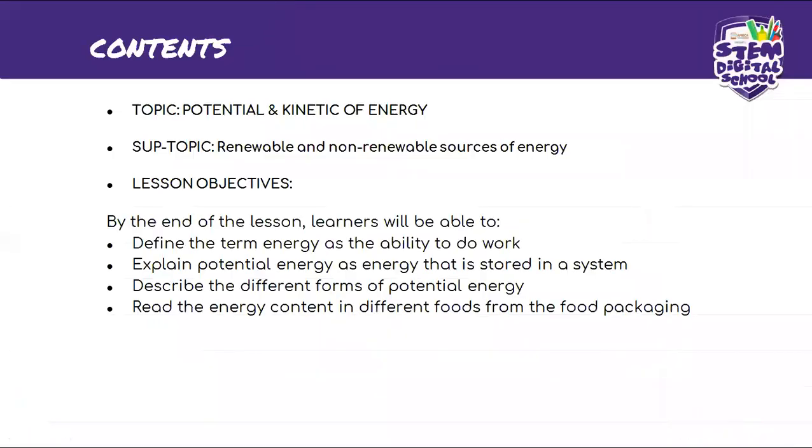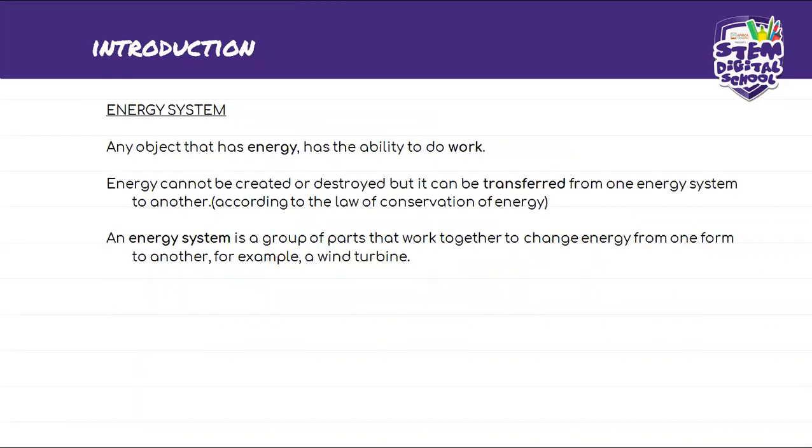All right. So we're going to look at potential energy and kinetic energy. Our lesson objectives are, by the end of the lesson, you should be able to define the term energy as the ability to do work. Explain potential energy as the energy in a stored system. Describe the different forms of potential energy and read energy content in different foods from the food packaging. All right. But before we go on, we need to look at an energy system.